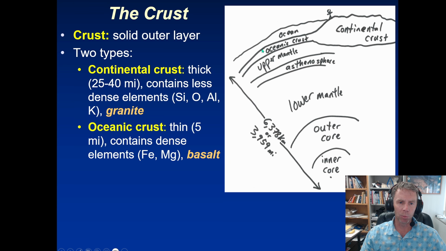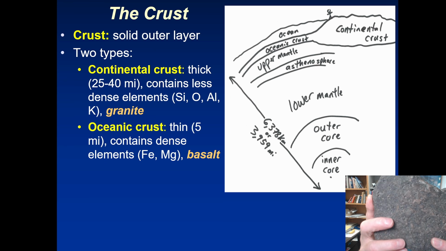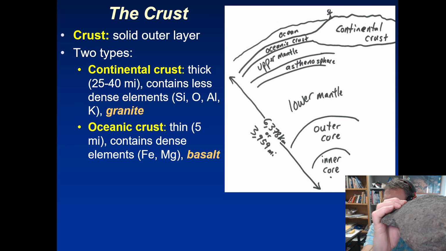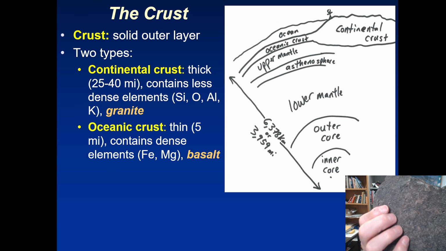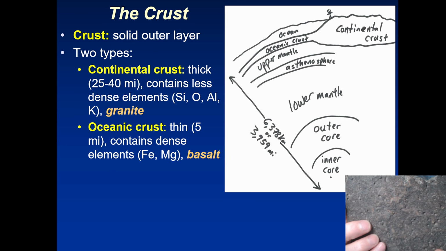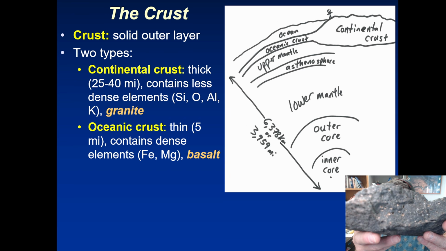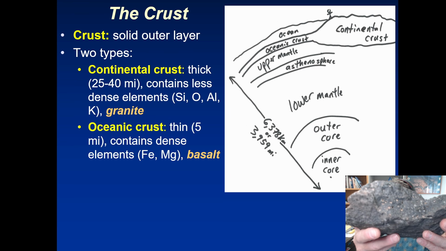It contains much more dense material, like iron, magnesium, calcium. And so this is actually a rock we call basalt. And here's what basalt looks like. It's very dark. You might be able to pick out some of the little holes in here. This is what a lot of folks would call a lava rock, and it is. This was lava when it erupted, but this is also known as basalt.